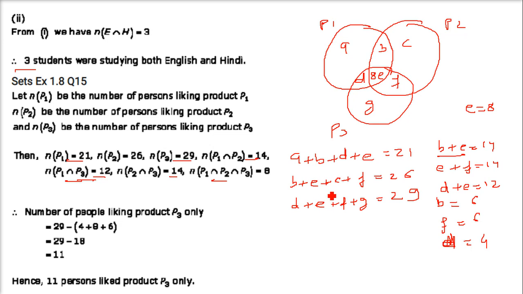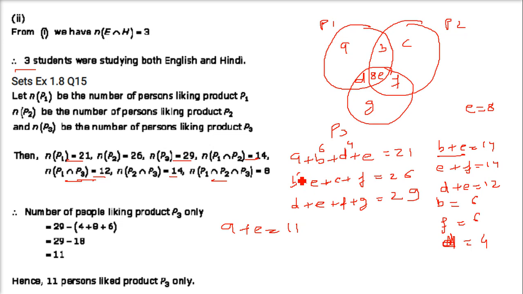Let us write all these here. So what do we get? A plus B plus D plus E. And actually we have to find out the number of people liking P3 only. So P3 only will be this number. So how do we get it? Now B and D we know, 6 and 4. So we put 6 here and 4 here. So A plus E will be what? 21 minus 10, and that is 11.